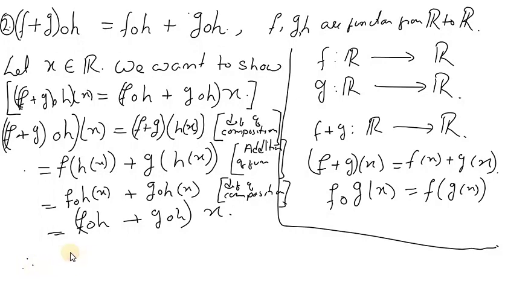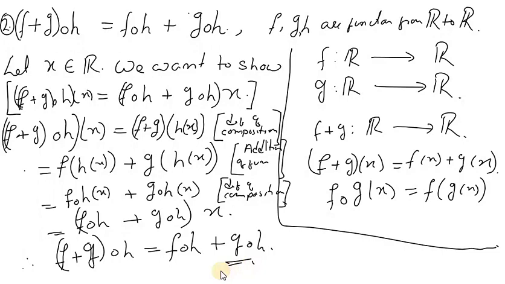So therefore, what we got? (f plus g) o h is equal to f o h plus g o h. Because we have seen that for a point x these two are equal, so therefore they must be equal, because x is an arbitrary point here.